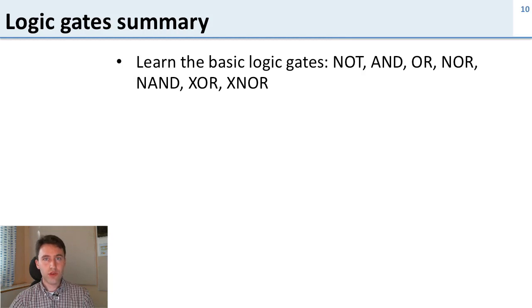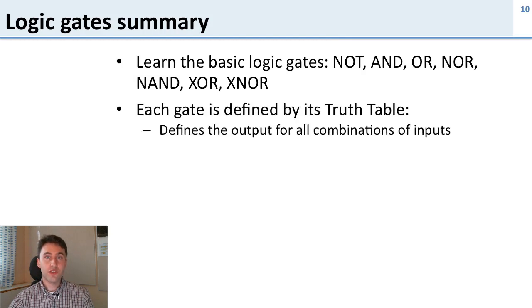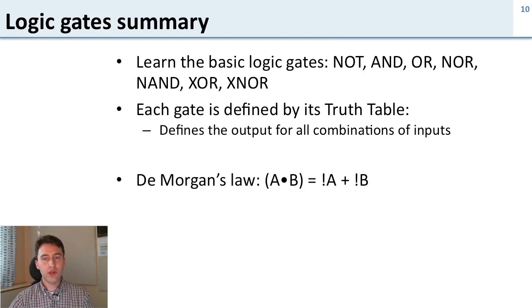So to summarize what we've looked at in logic gates, there are a bunch of them. You just need to learn what they do and learn how they behave. Each gate is defined by its truth table. A truth table defines the output for all combinations of the inputs. So obviously if you have more inputs, you're going to have a bigger truth table. And we looked at De Morgan's law, which says that if you have not (A and B), it's going to be not A or not B.